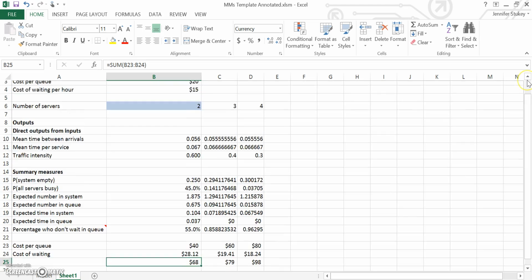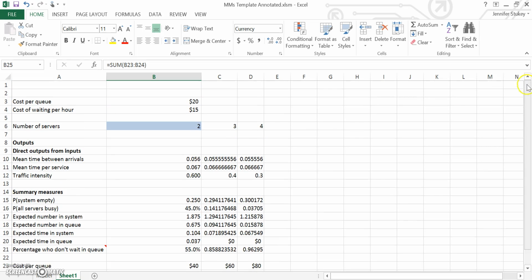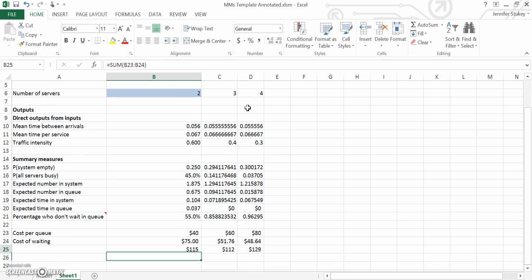Now, if we change the dollar amount of the cost of waiting in line, so say instead of $15 an hour, now it's going to cost us $40 an hour to wait in line, that would probably change our result. Yes. And so at the point that it costs $40 an hour for people to wait in line instead of 15, now it's more cost effective to have 3 queues instead of 2 queues.